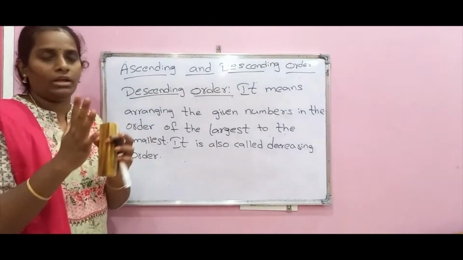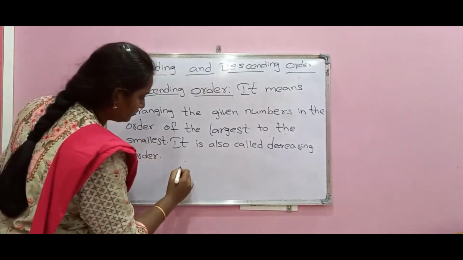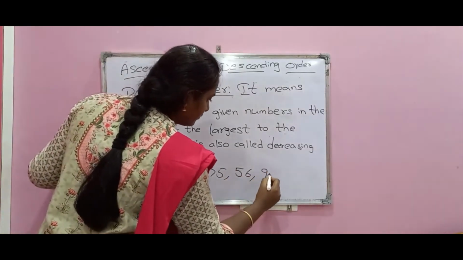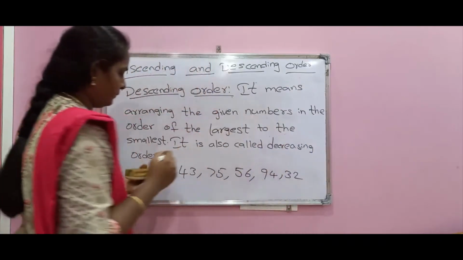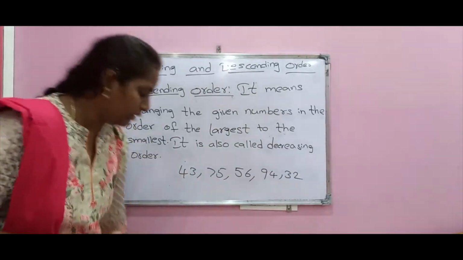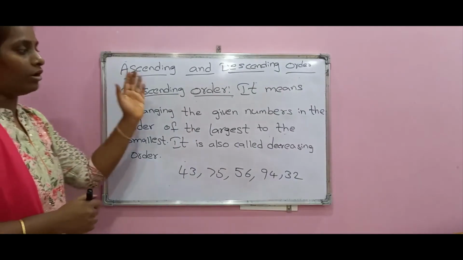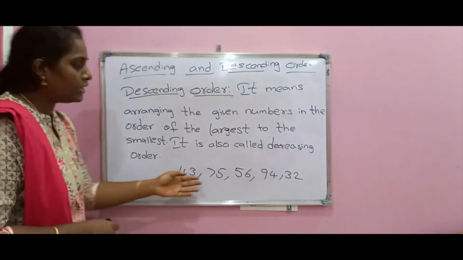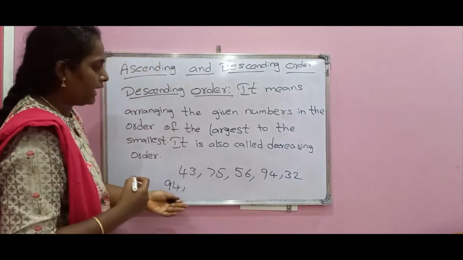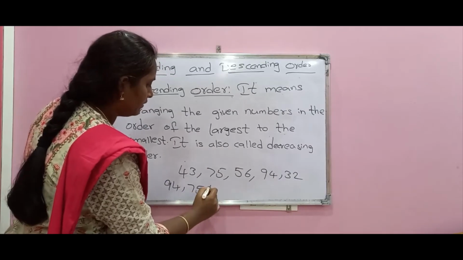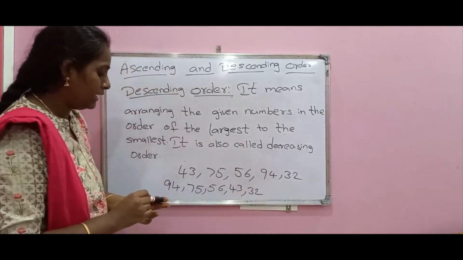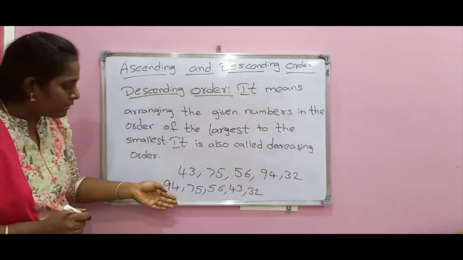If they give 5 numbers, 43, 75, 56, 94, 32. Descending order means largest number to smallest number. Which is the largest number here? 94. Next 75. Next 56. Next 43. Next 32. Means decreasing order. See here, the numbers are decreasing.